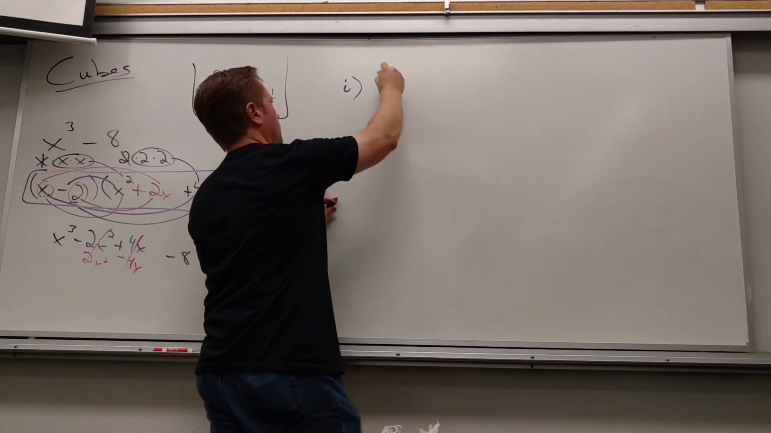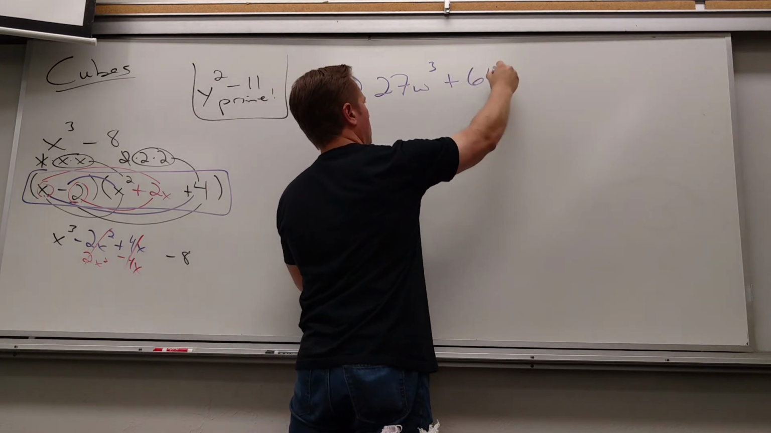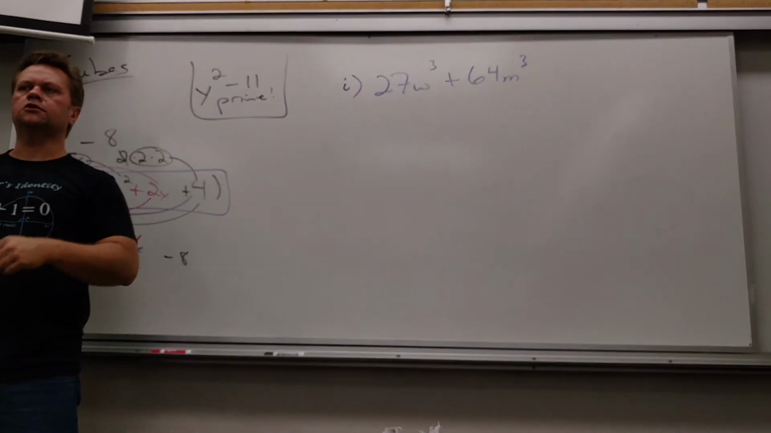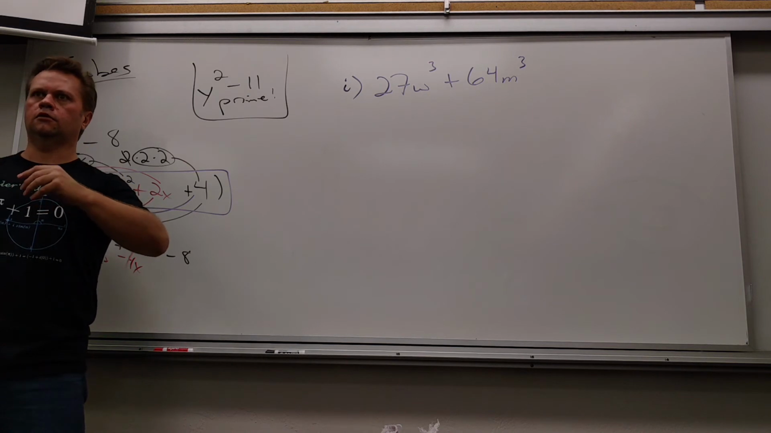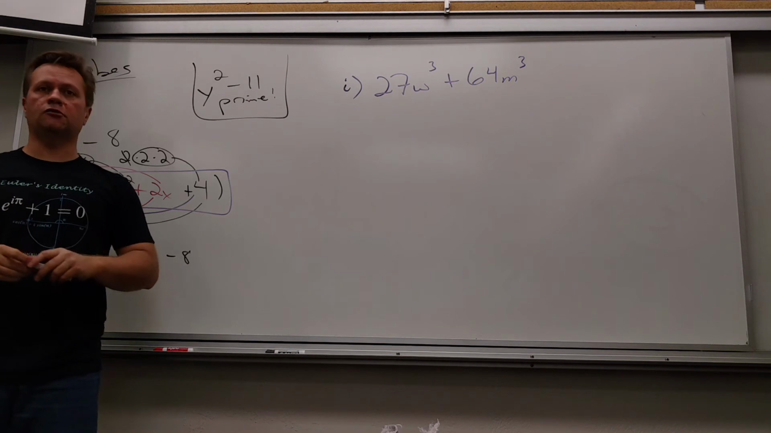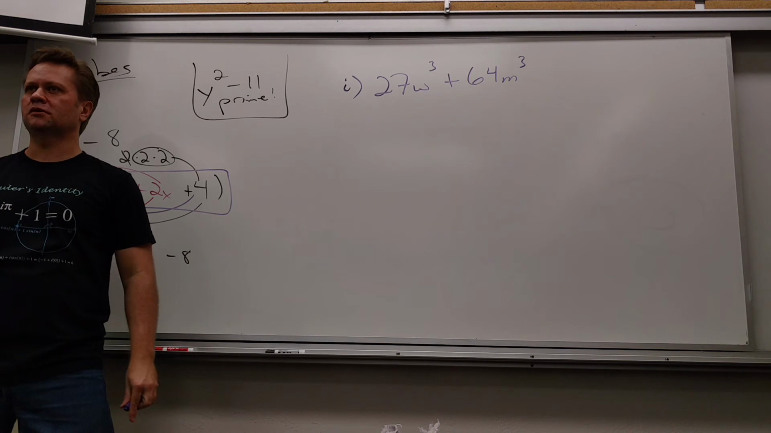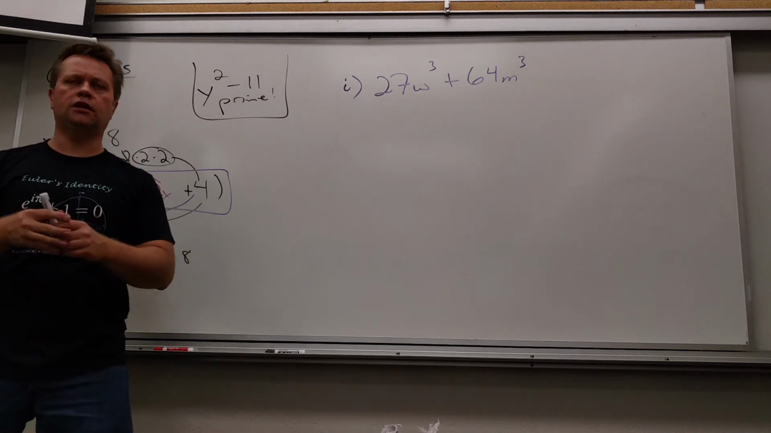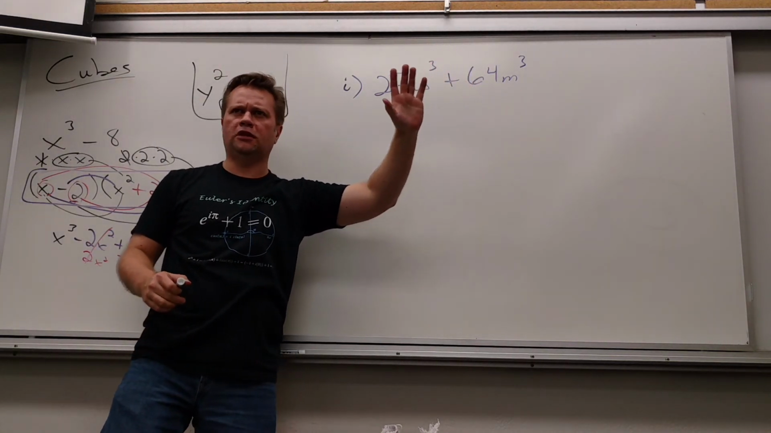Alright. Let's try. So let's go through the steps. Is there a GCF? 9? No. 7? No. 27 is made of a bunch of 3s. 64 is made of a bunch of 4s. So no, there's nothing common. Right? You guys see that? 3 does not go into 64. Right? You guys believe me?